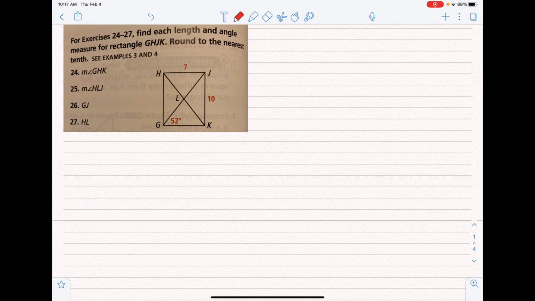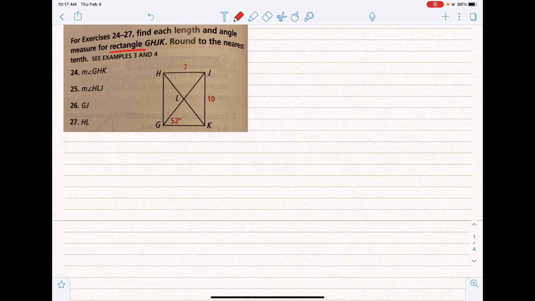We're dealing with a rectangle, so we got to think about what special information do we know about a rectangle. The diagonals are congruent. They bisect each other because it's a parallelogram, but the diagonals are congruent. So I know that this piece has to be the same length as this piece because that's what it would mean for diagonals to be congruent.